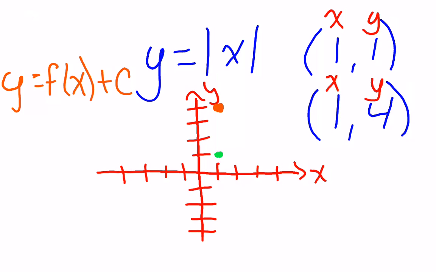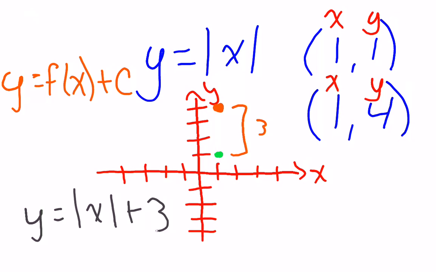Now these ones work the correct way. If it's plus, we go up. If it's minus, we go down. Since we started at 1, 1 and went to 1, 4, we went up. And how many spaces did we go up? This is the difference. It's not that we moved up 4, it's how many spaces are in between. If we look between these, how many spaces is there? 1, 2, 3 spaces. So what does our equation become? Our new equation becomes y equals the absolute value of x plus 3.